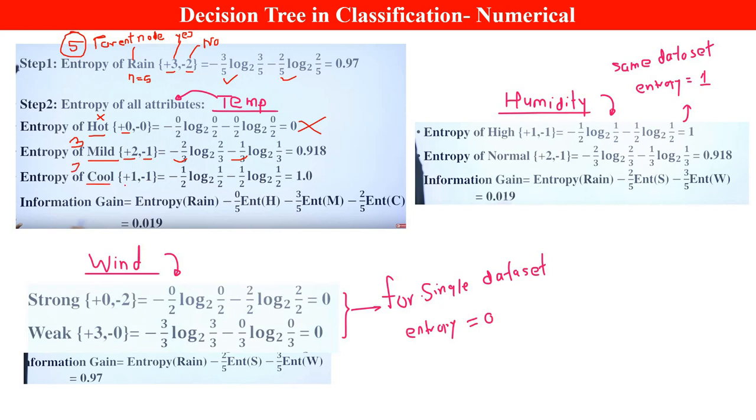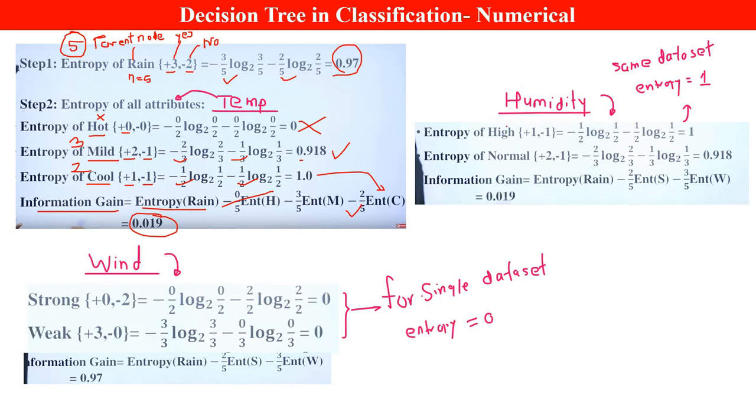Cool is coming 2 times. So 1 yes, 1 no, 1 by 2 and 1 by 2. Information gain: entropy for rain is 0.97 minus, we don't require the first term, so the 3 by 5 multiplied by 0.918. The weighted average for mild is 3 by 5 multiplied by its entropy 0.918. The weighted average for cool is 2 by 5 multiplied by the entropy 1. So we'll get 0.019 as the information gain.